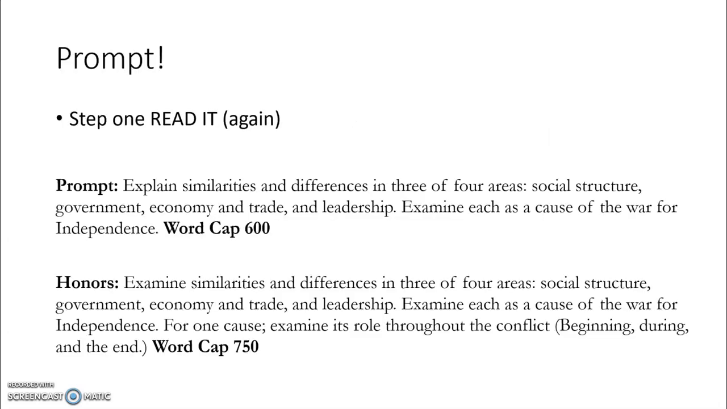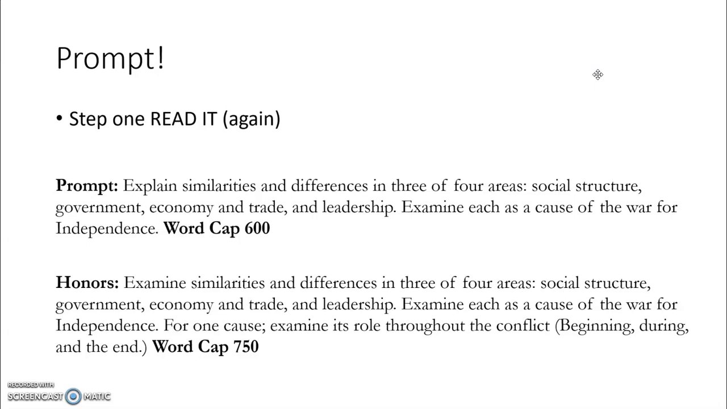All right. You've got all of your evidence together. The first thing that you should absolutely do when you're writing a thesis is reread the prompt. You want to make sure that you are answering the question you were asked and not the question that you've made up in your head over time. Your prompt is right here in the video. Explain similarities and differences in 3 of 4 areas: social structure, government, economy and trade, and leadership. Examine each as a cause of the war for independence.